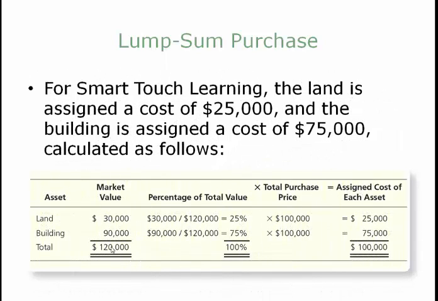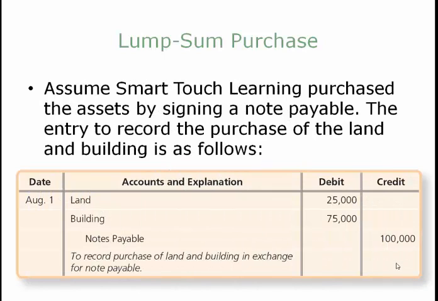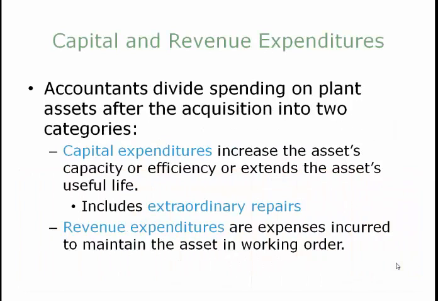Here's the simple math. We took the market value of both, which comes to $120,000, and divided 30 by 120. It says 25% of the value is going to go to land, and the remaining 75% likewise is going to go to the building. So there's the distribution. When we do our journal entry, this is how it'll look. They're going to capitalize land for $25,000, and they're going to capitalize building for $75,000, and you have notes payable for $100,000.